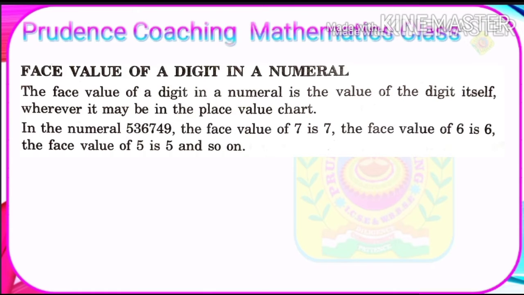Now we are going to learn about the face value of a digit in a numeral. The face value of a digit in a numeral is the value of the digit itself. Wherever it may be in the place, the digit will be taken as its own face value. In the numeral 536749, the face value of 7 is 7, the face value of 6 is 6 and the face value of 5 is 5. If you want to know the face value of 3, it will be 3 itself, because in a numeral the face value of a digit is the digit itself. I hope you have understood how to calculate face value.